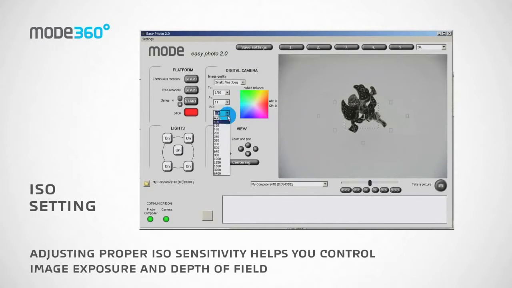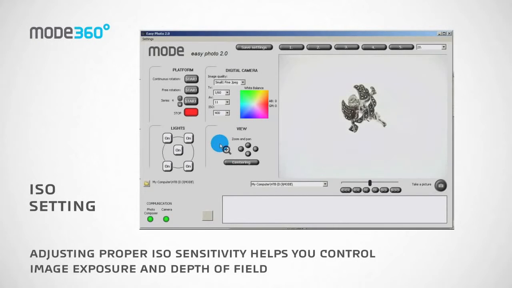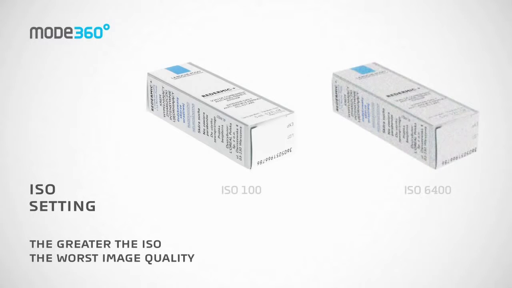Another important parameter of image quality is sensor sensitivity setting. ISO sensitivity allows you to better control the depth of field. You'll get best results with low ISO settings. High ISO settings generate noise.